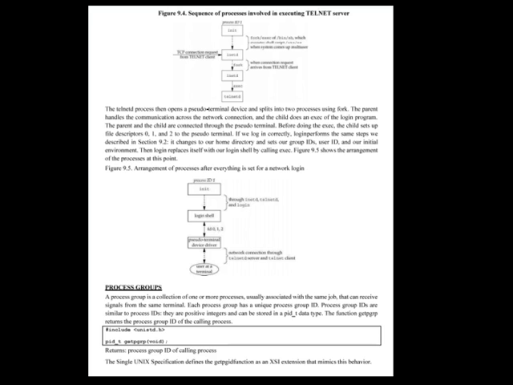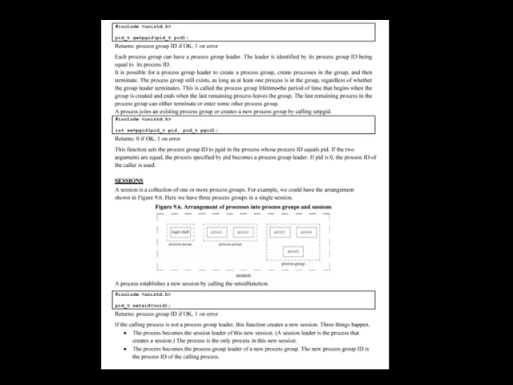The function getpgrp returns the process group ID of the calling process. See the syntax here. Returns process group ID of calling process. The Single UNIX Specification defines the getpgid function as an XSI extension that mimics this behavior. See the syntax here. Returns process group ID if OK, -1 on error.